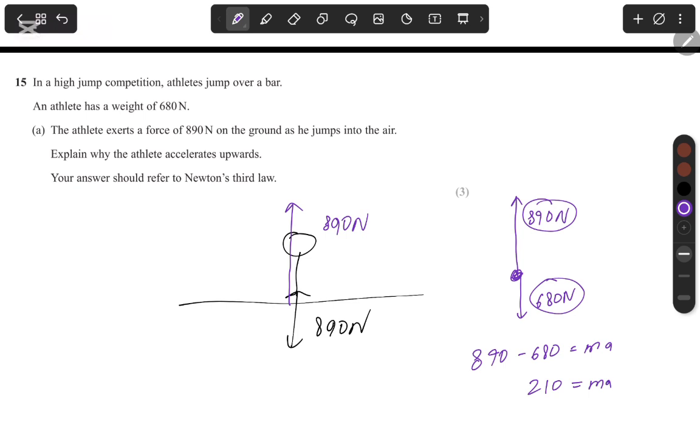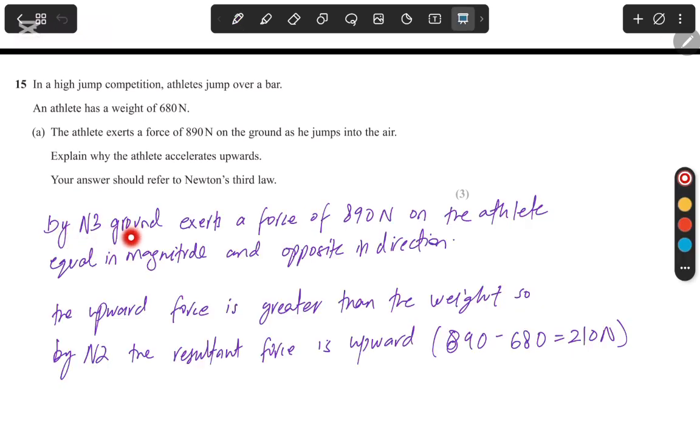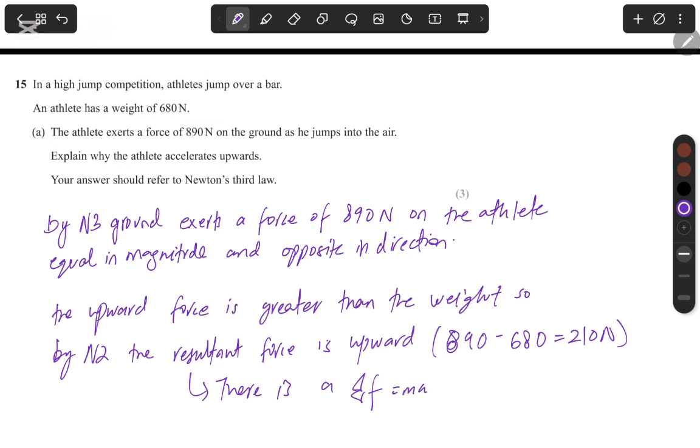and hence the athlete will accelerate upwards. Okay, so by Newton's third law, the ground exerts a force of 890 newtons on the athlete, equal in magnitude and opposite in direction. The upward force is greater than the weight, so by Newton's second law, the resultant force is upward. And basically, you can write that there is a resultant force equal to MA, right? And 890 newtons minus 680 newtons, the resultant force is 210 newtons.